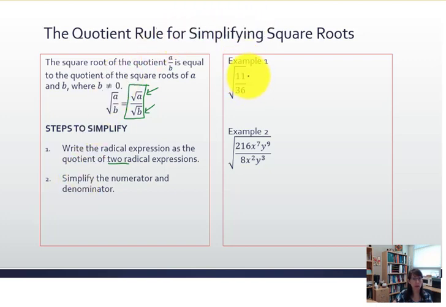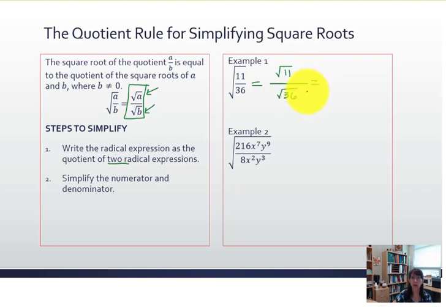In example 1, you can see that under the square root we have the fraction 11/36. Well, if you take 11 and divide it by 36, you're not going to have a perfect square number that's recognizable. So we don't want to do that. We want to separate it using this quotient rule. So that breaks the fraction apart as square root of 11 divided by square root of 36.